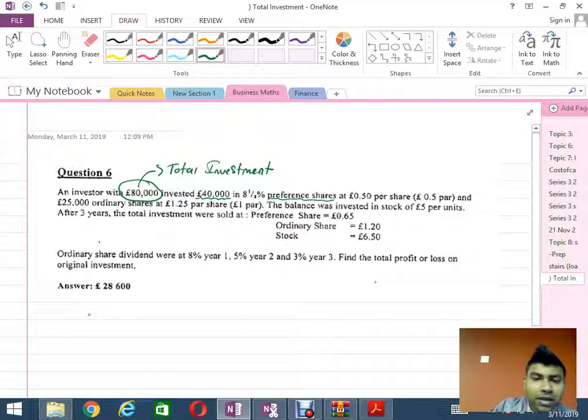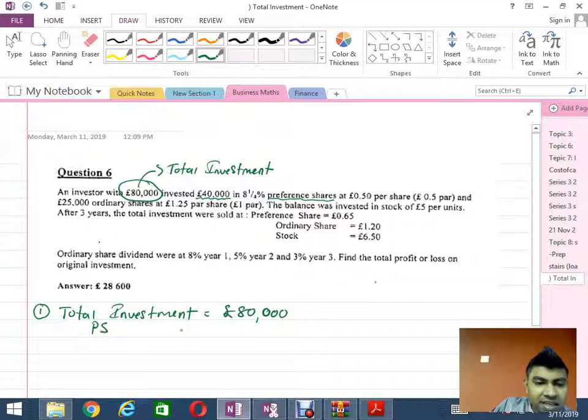Okay? Now, let's put a note here. Number 1. We have total investment 80,000, correct? And then you invested in preference share how much? 40,000. Okay, continue. Then you have 0.5 per share, 0.5 par.